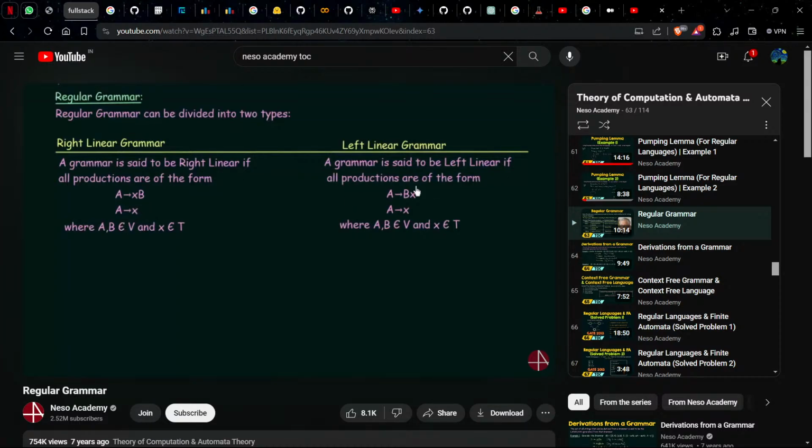A grammar is said to be left linear if all productions are of the form A gives Bx and A gives x, where A belongs to the set of non-terminals and x belongs to the set of terminal symbols. So here we see that x is a terminal symbol and B, which is a non-terminal symbol, lies to the left of the terminal symbol x. So grammars which have this kind of production rules are said to be left linear grammars.